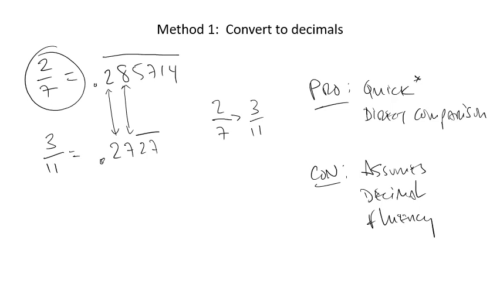So I don't mind this as a method, but I would really prefer to put this way at the end and say, okay, once you've shown me that you can do these methods where we retain them as fractions, now we can start using decimals as well. So this becomes a support rather than the primary method. So that's method one, converting to decimals.